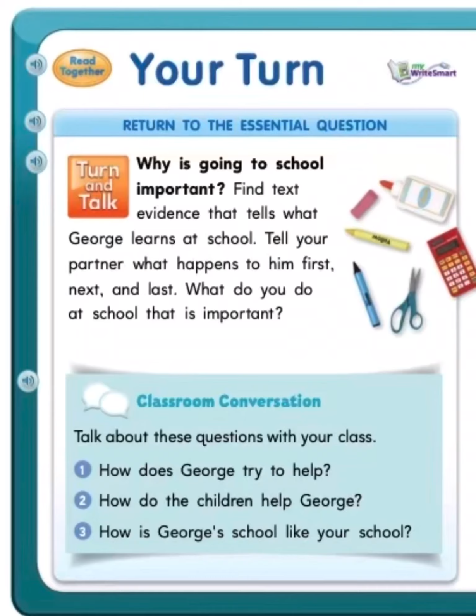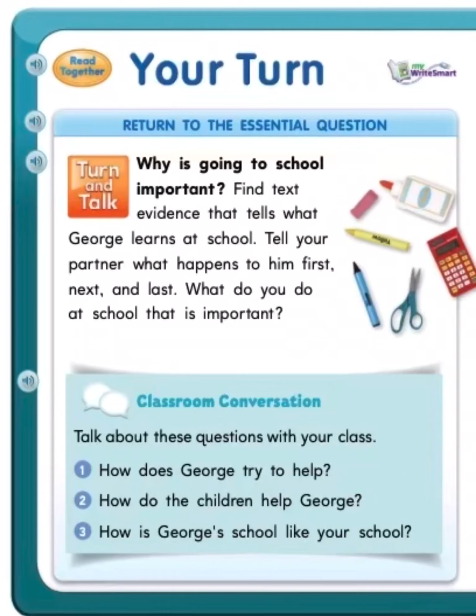Return to the essential question. Turn and talk. Why is going to school important? Find text evidence that tells what George learns at school. Tell your partner what happens to him first, next, and last. What do you do at school that is important?